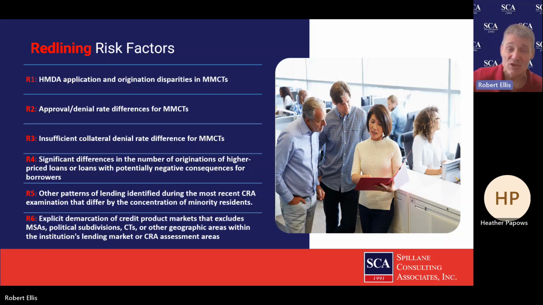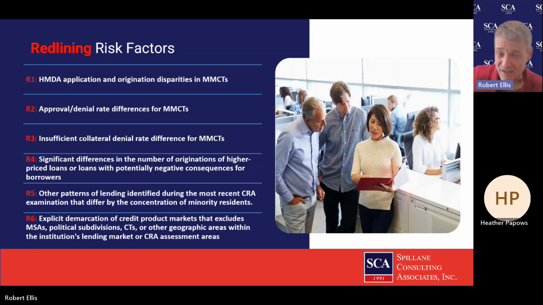Next is R2, which goes hand in hand with R1, and approval rate differences for majority-minority census tracts. So again, examiners look at denial rates and approval rates concentrated in minority areas versus non-minority areas. R3 is reviewing the denial reason for things like LTV. Examiners concentrate on what some of the denial reasons are for applications in majority-minority census tracts compared to denials in non-minority census tracts. R4 has to do with reverse redlining, where examiners look at the differences in originations of higher price loans and loans with potentially negative consequences to borrowers, like maybe prepayment penalties.